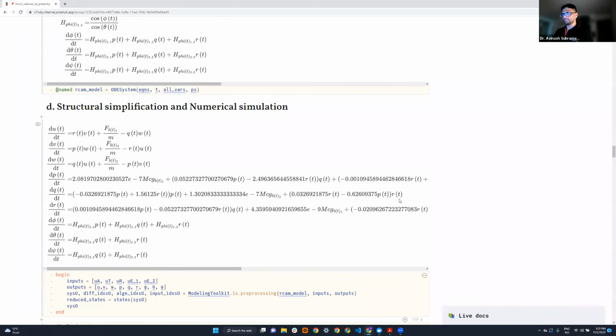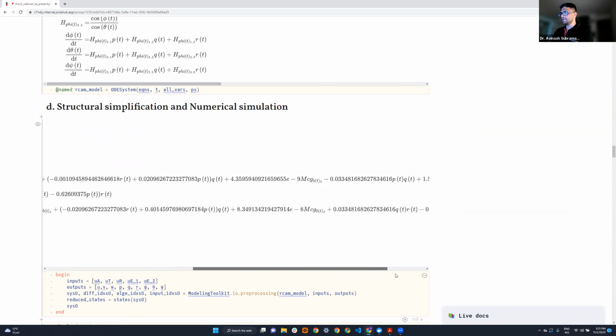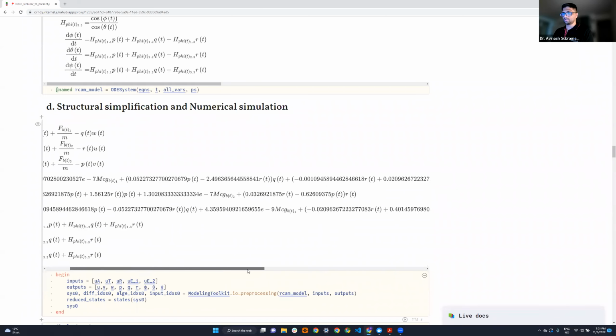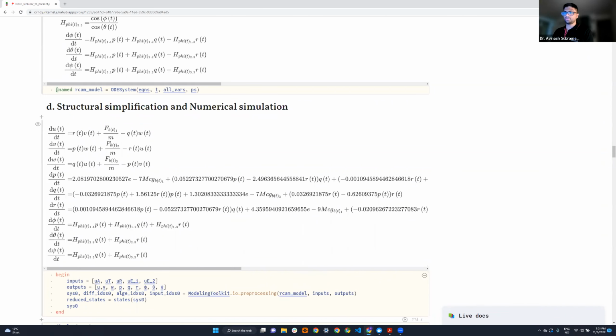to this system of 9 purely differential equations. So there are no algebraic equations anymore. We have these 9 differential equations and 9 states. Again, this can be quite complex, but then it is just 9 equations.